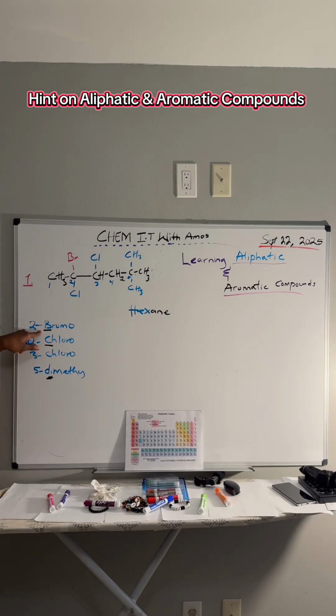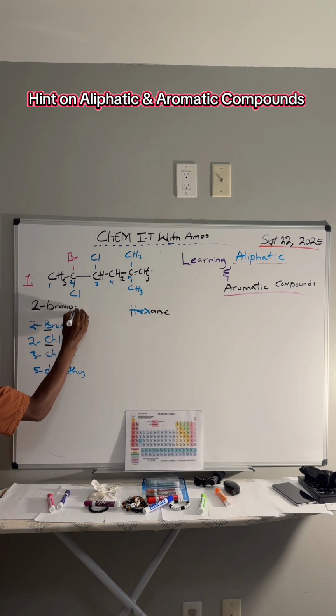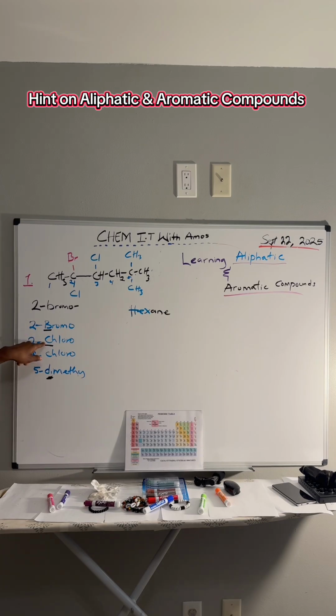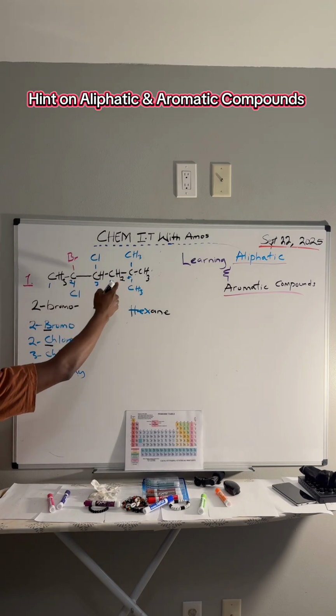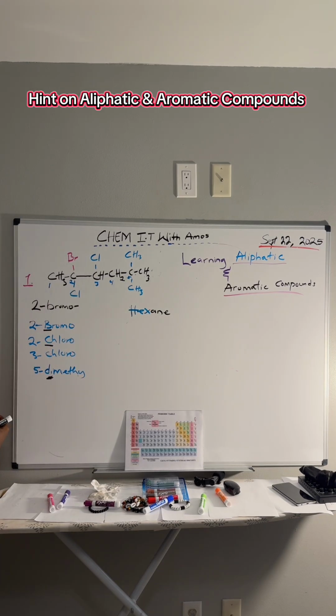We say 2-bromo. B comes before C. We only have 1 bromo here, so we just put 2-bromo, B-R-O-M-O. From B, what do you have next? You have C, which is chloro. And chloro here appears 2 different times. It's on the 2nd carbon and the 3rd carbon.